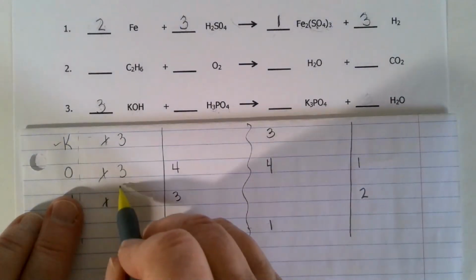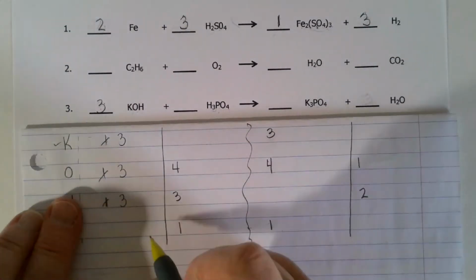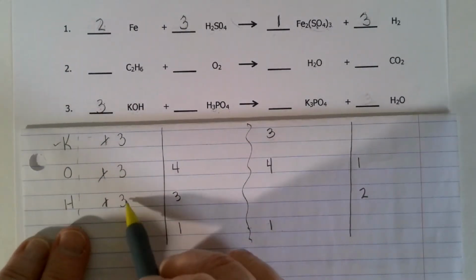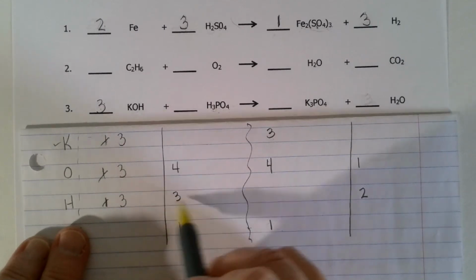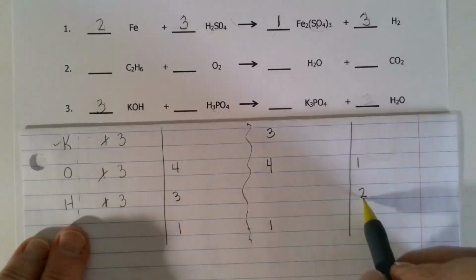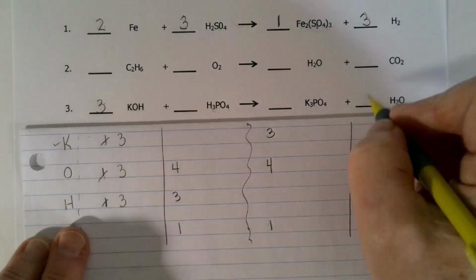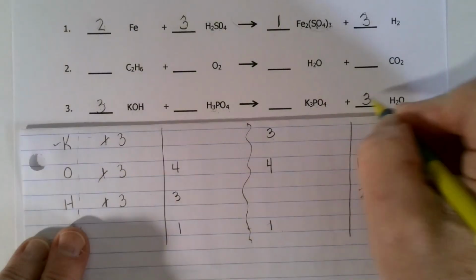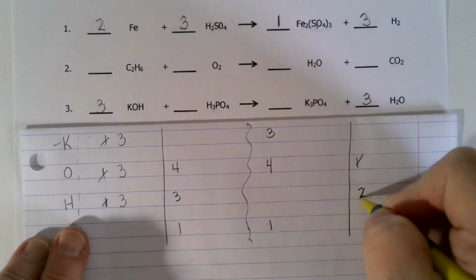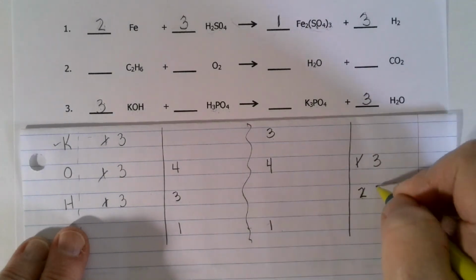Okay, so I have a 3 and a 4 here, and a 4 and a 1. I have 6 hydrogen here. 3 plus 3 is 6, so I have 6 hydrogen, and I have 2 hydrogen here. Oh, if this is 6 and this is 2, can I take the 2 times anything to get 6? And you would say yes, 3. So I'm going to take 3 times 1 is 3. 3 times 2 is 6.